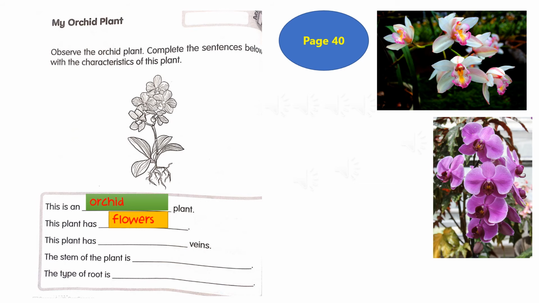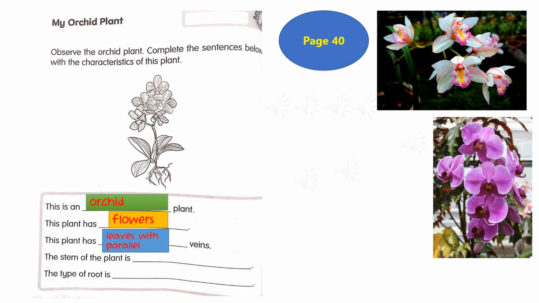Third sentence is this plant has blank. Blank maksudnya tempat kosong. Veins. Veins urat maksudnya. Urat apa? Okay, sudah semestinya lah urat daun, the leaves. Okay, so this plant has leaves with what type of veins? Is it netted or parallel? So this one you can observe the picture there. If it is straight, that means parallel. Kalau lurus je, maksudnya parallel, selari. Okay, kalau yang satu lagi banyak cabang, that is netted. So choose your answer.